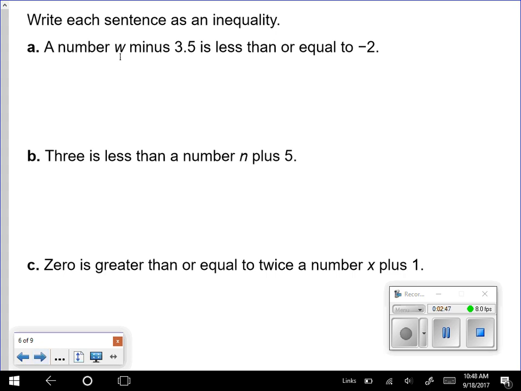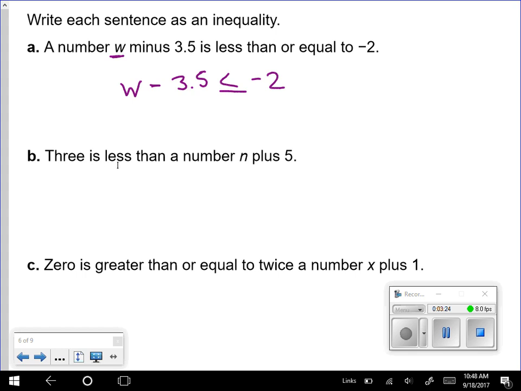So it says a number w, which gives us our variable, minus 3.5 is less than or equal to -2. So we have to point out our math words. Obviously we have w, that's our variable, minus, that's a big math word, 3.5. Now is where we maybe normally see equal to, but in this case it's an inequality, so less than or equal to. So make sure you know the difference between greater than or less than -2. And that's all it's asking you to do. You don't have to solve it yet or anything. We're just writing the inequality.